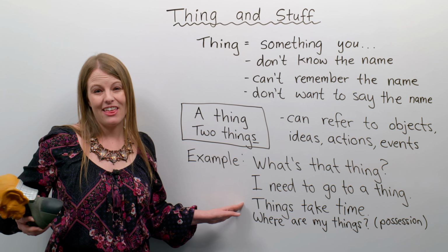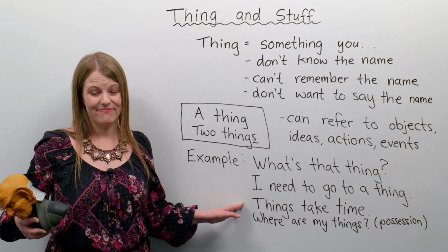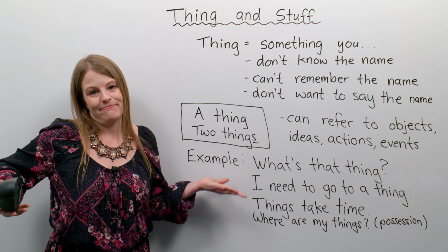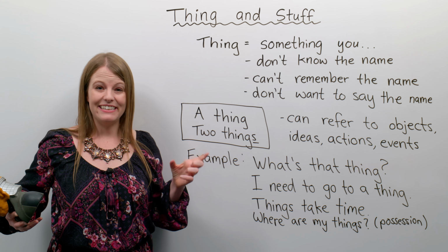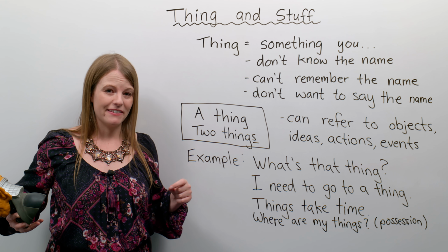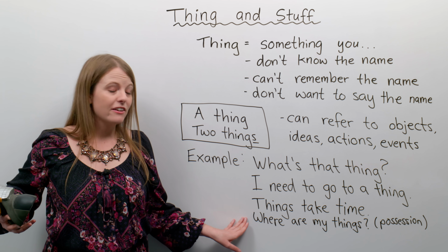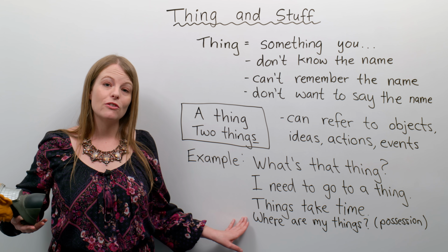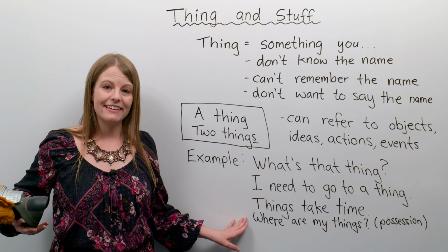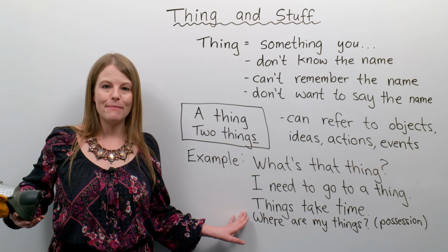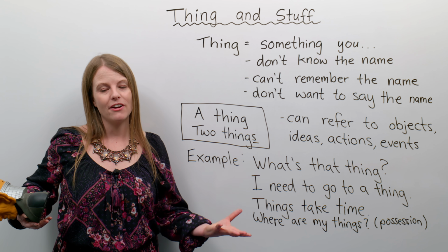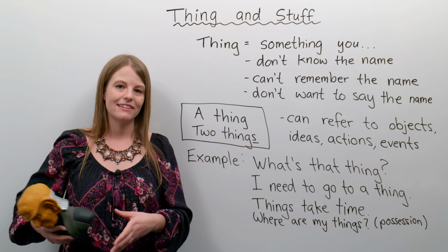Here's another example. Things take time. What things? I don't know. Things take time. We're not being detailed in what we're saying. We're not being specific. We can also use things to mean your possessions, the things that are yours, your belongings. We can say, where are my things? This means, where are the objects that belong to me?